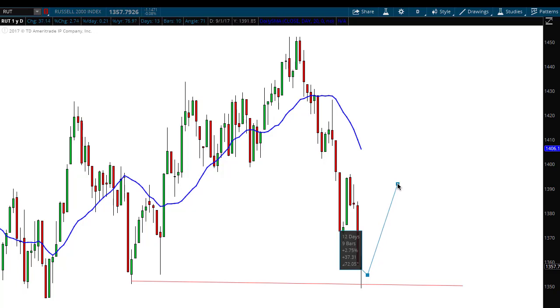There are a couple of reasons other than the support level that lead me to believe we're going to rally. The other one is the wide divergence from this moving average. It's called the price divergence from the moving average, and we call that the rubber band effect. When the price stretches far away from that moving average, it tends to get drawn back to the moving average. So I'm going to put my target right there for the Russell 2000 at 1391.85. And we're going to see what happens right there.